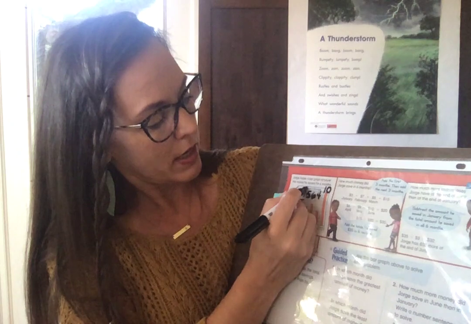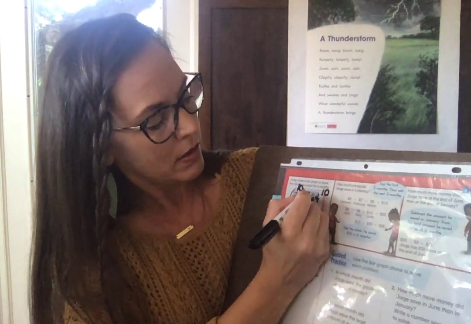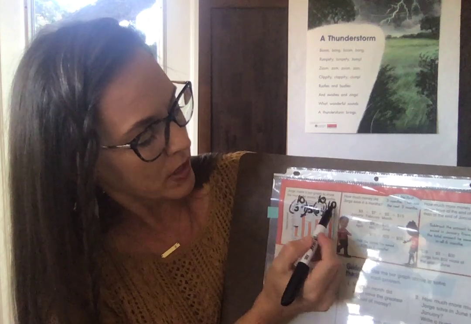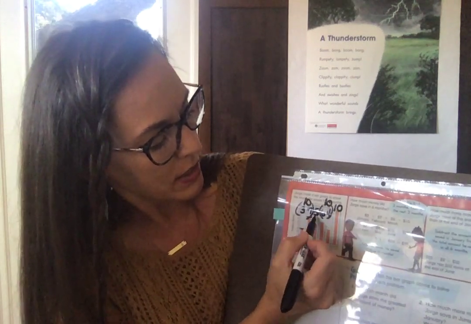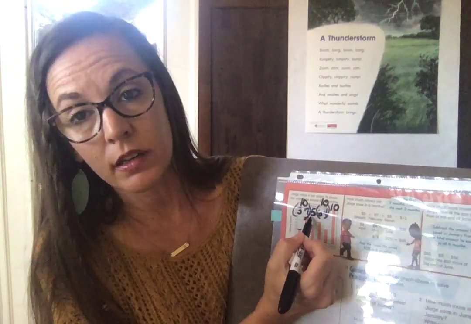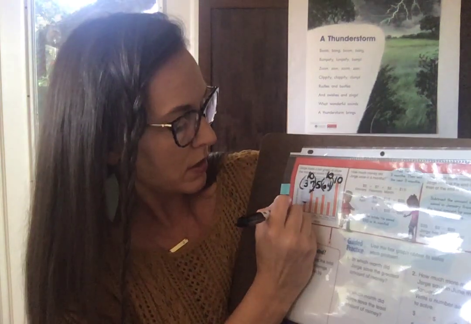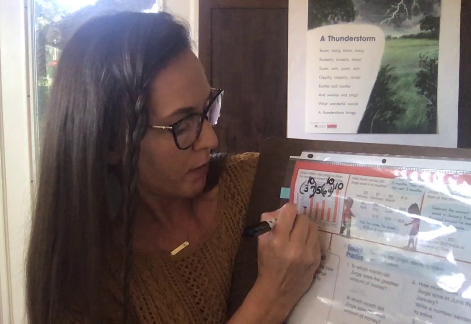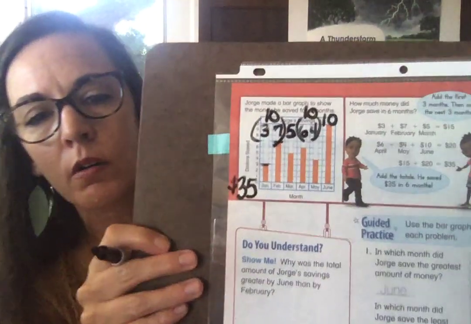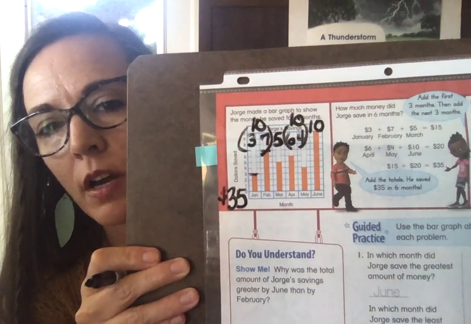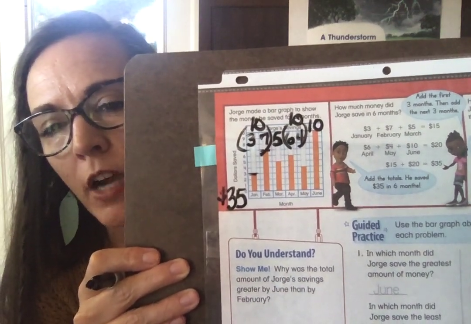So here's 10. And here's 10. And there's 10. That's 10, 20, 30. And then there's 5. That's easy to add on. 30 and 5 more. 35. So if they were asking us how much did he save in all 6 months, wow, he saved $35. And I put the dollar sign in front.